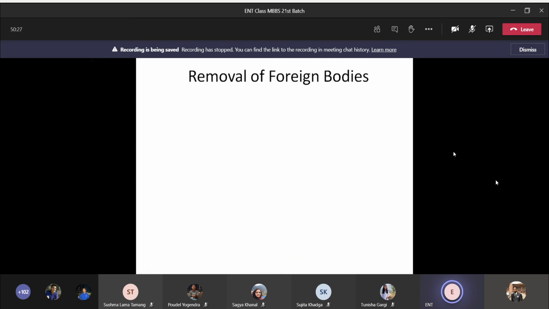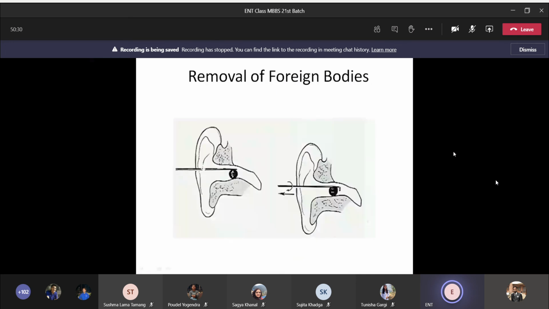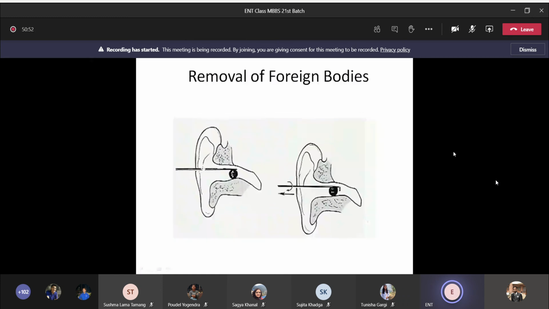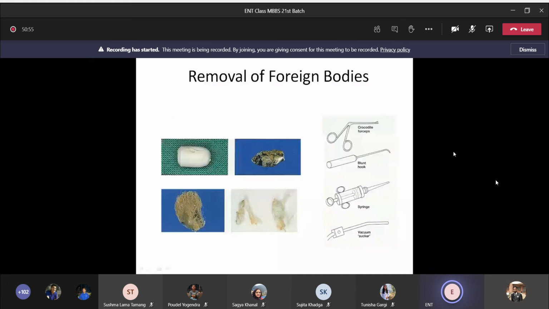So now, removal of foreign bodies. There are some hooks which are known as foreign body hooks. You put it beyond the foreign body and then pull it towards yourself. You can also use the Jobson-Horne probe, the rounded end, and sometimes take the foreign body out. Different types of forceps can be used for removing different types of foreign bodies: crocodile forceps, blunt hook. Sometimes we need to do syringing, and sometimes we can also use a suction machine in order to remove different types of foreign bodies.